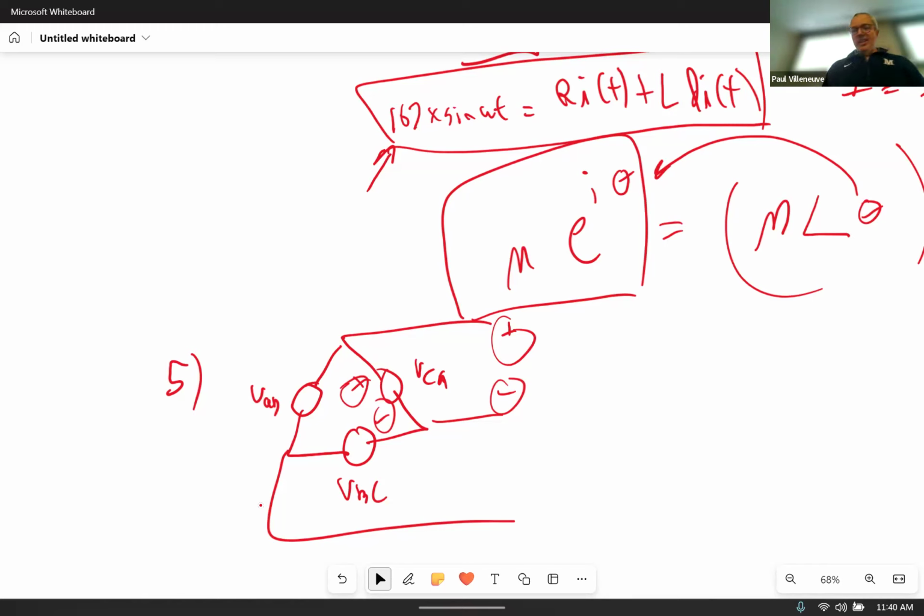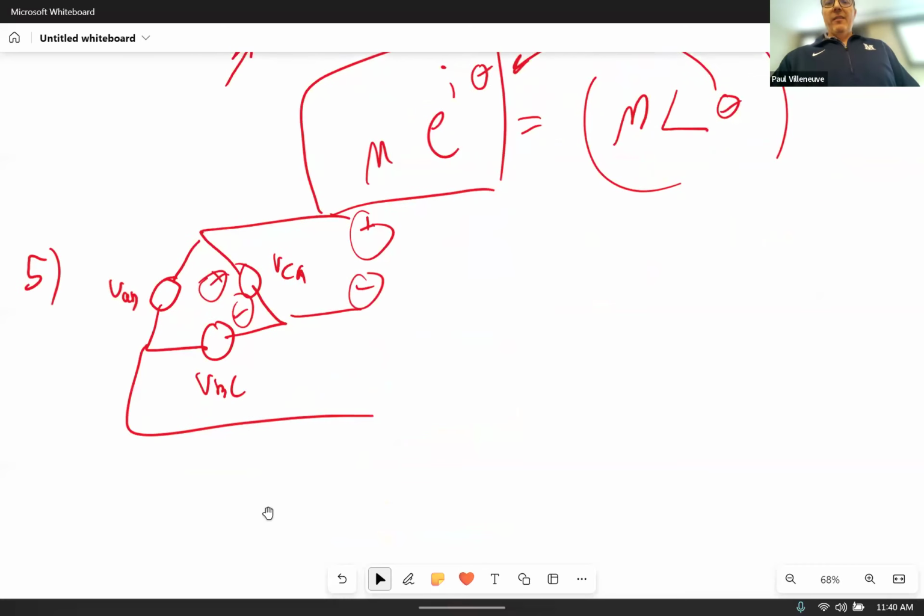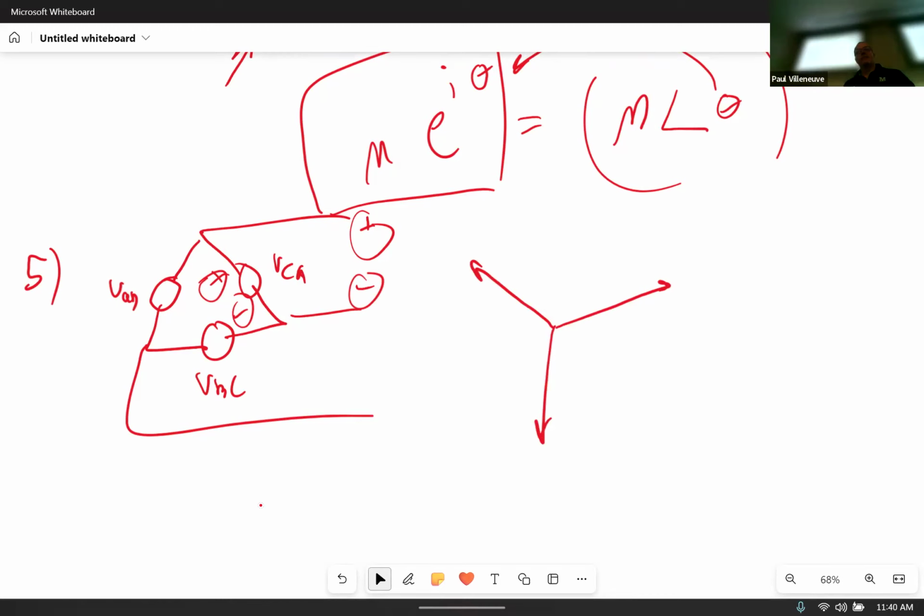And then for part C, all I was looking for was that. I wanted the phasor diagram. Remember, a phasor diagram has 3 vectors that are rotating in that manner. So this is VAB, VBC, and VCA.